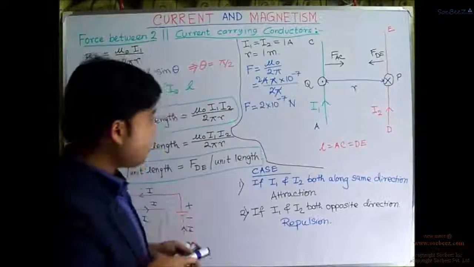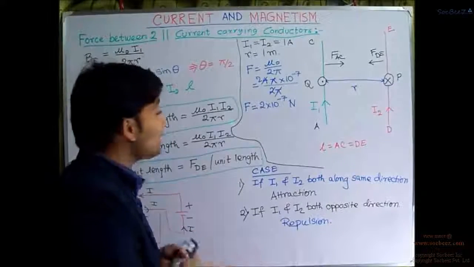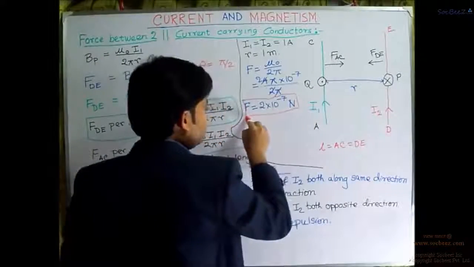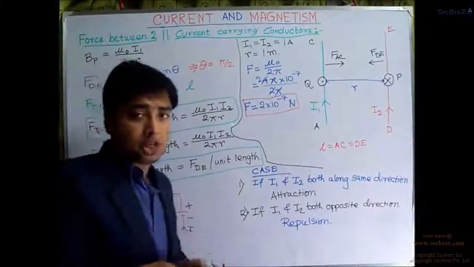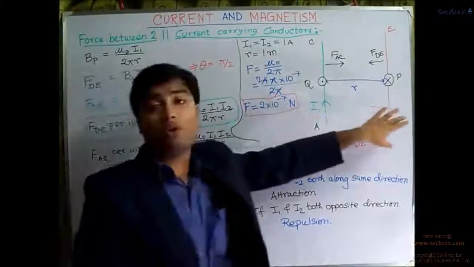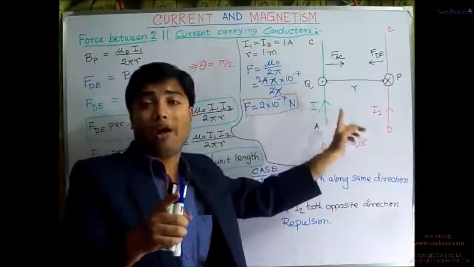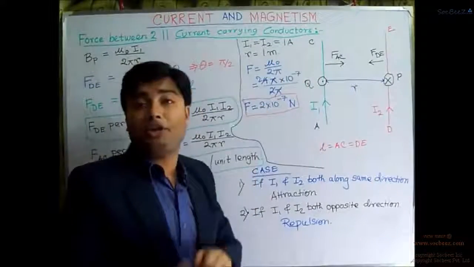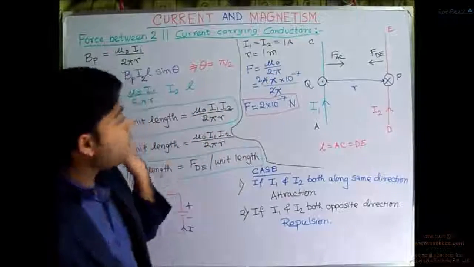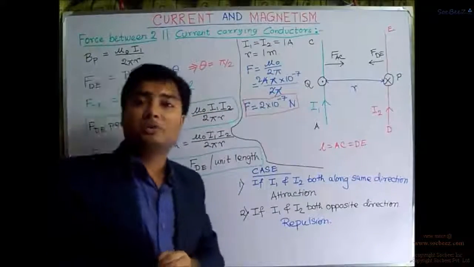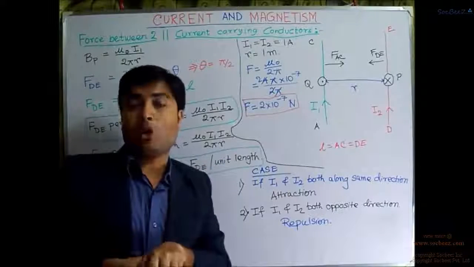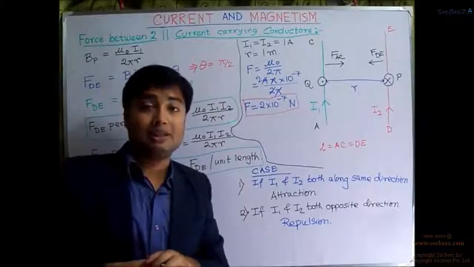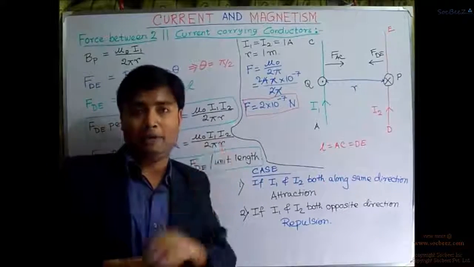Now, why have we deduced this expression? We have deduced this expression in the special circumstances when both the current carrying conductors are carrying a current of 1 ampere each, and they are separated by a unit distance of 1 meter, right? So, from this entire thing, we could deduce a very important aspect of current electricity. Yes, you got it right, the definition of ampere.